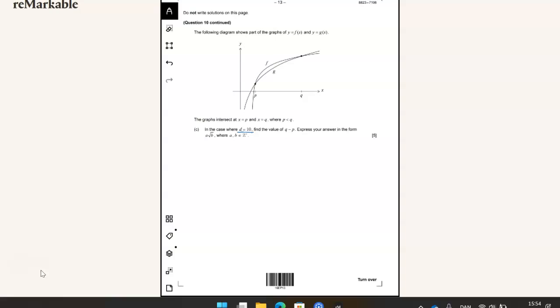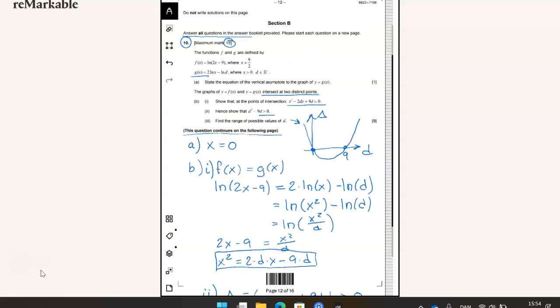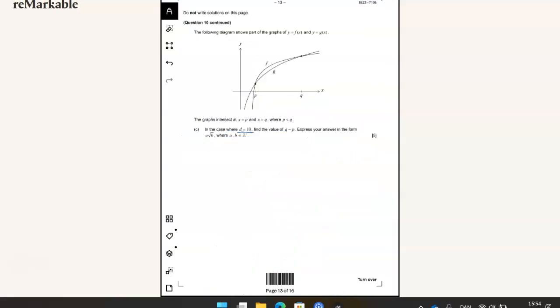So what do we do? Well, we have to find those values of x where they intersect. And if we remember from back here, it all came from this equation that we underlined up here, but now for the particular value where d is equal to 10. So we have to try and memorize that it's x squared minus 2dx plus 9d.